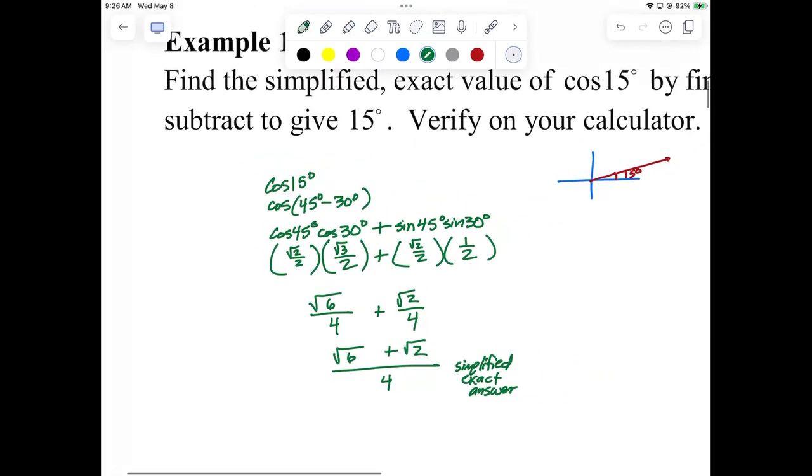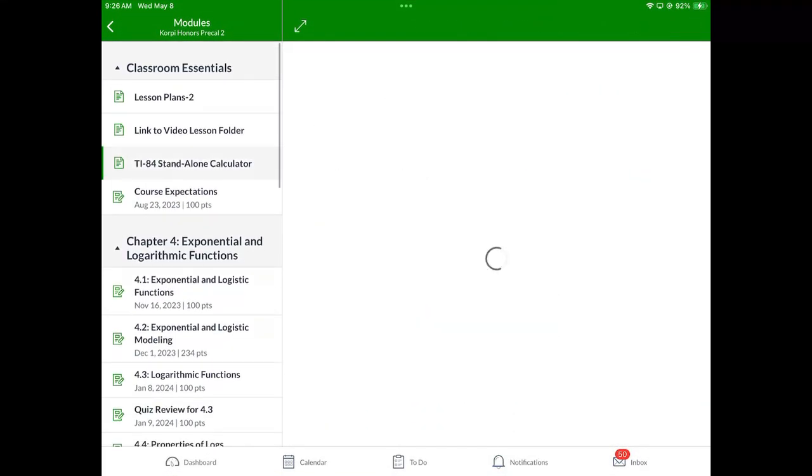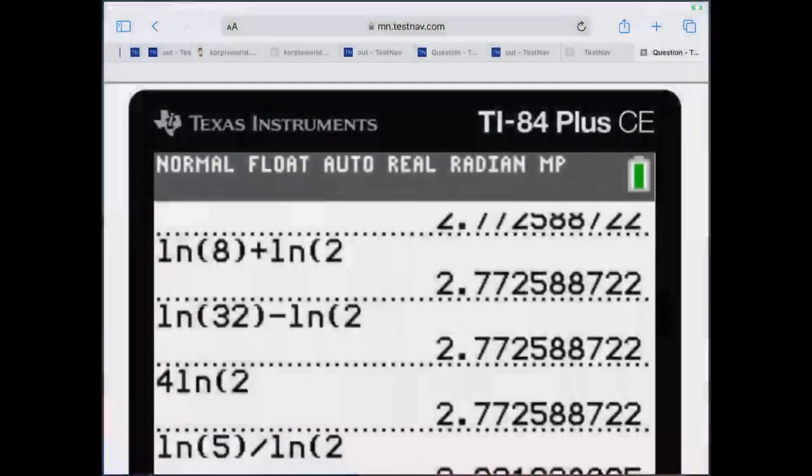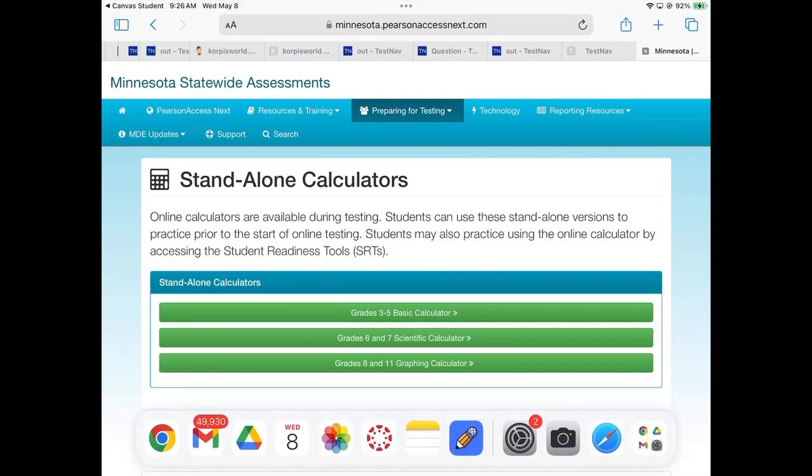Now, let's see if that's true. Let's go to the calculator if you want to queue up Minnesota. Come on, Minnesota. I got like 152 browsers open for Minnesota.